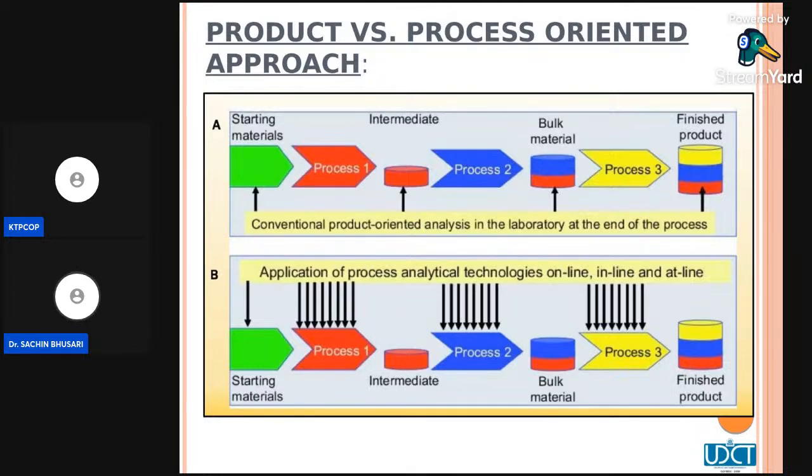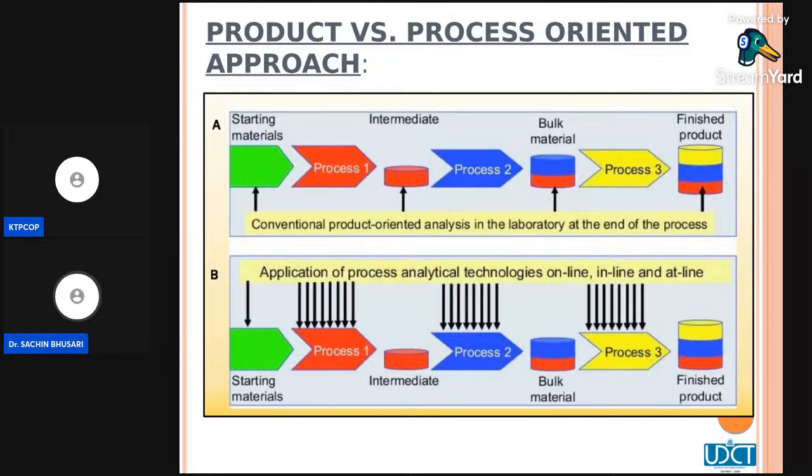If you see the slide nicely, the starting material is there. You do some processing, you get an intermediate. You do some processing, process two, you get bulk material. You do some processing, you get the finished product. So we were more towards testing the quality of the intermediate, bulk material, and finished product.